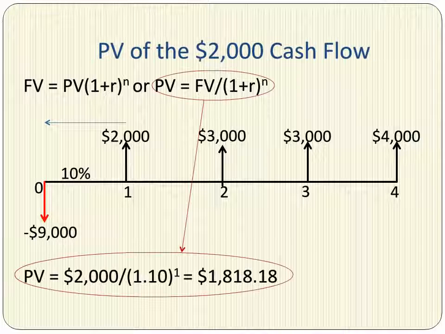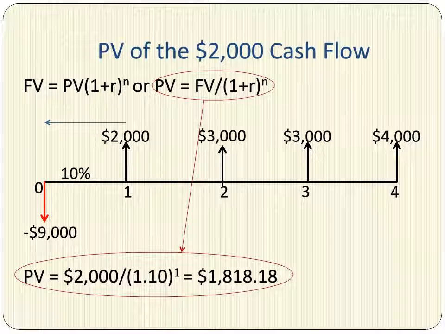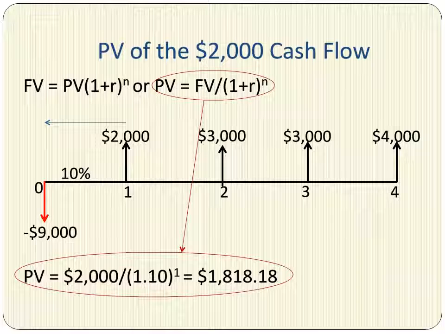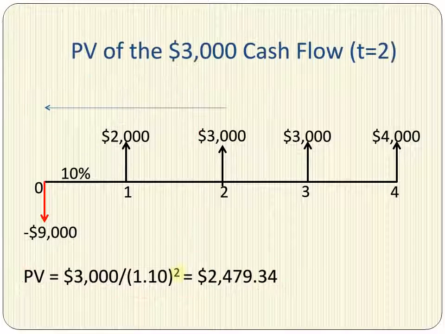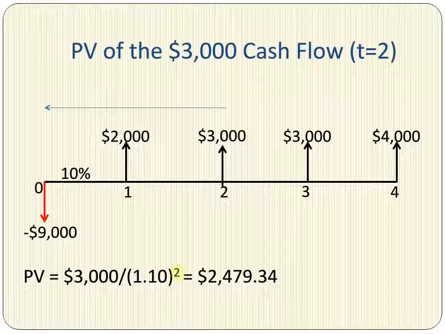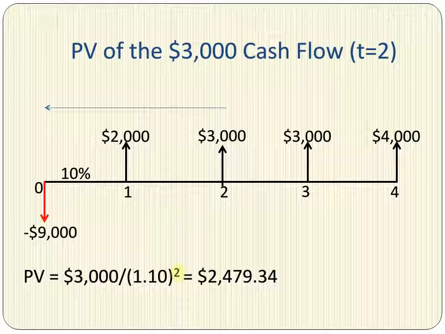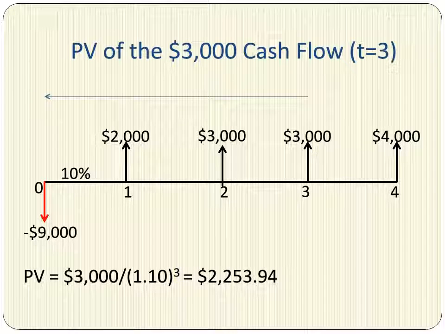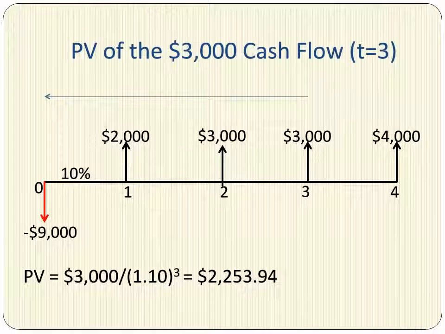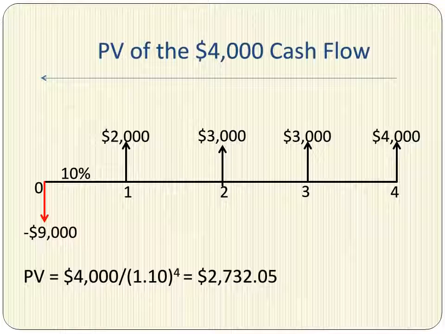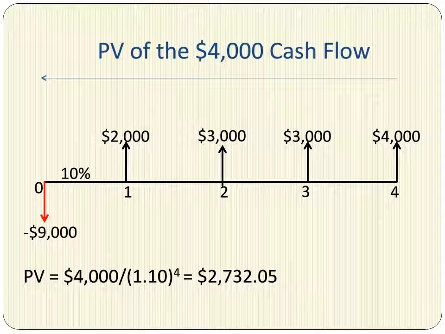number of time periods. By substituting the values in the formula, we find the present value of the first cash flow. We repeat the process for the second cash flow. This time, the future value equals 3,000 and n equals 2, since the cash flow is expected to occur in 2 years. We repeat the process one more time for the third cash inflow. Finally, we find the present value of the last cash inflow.